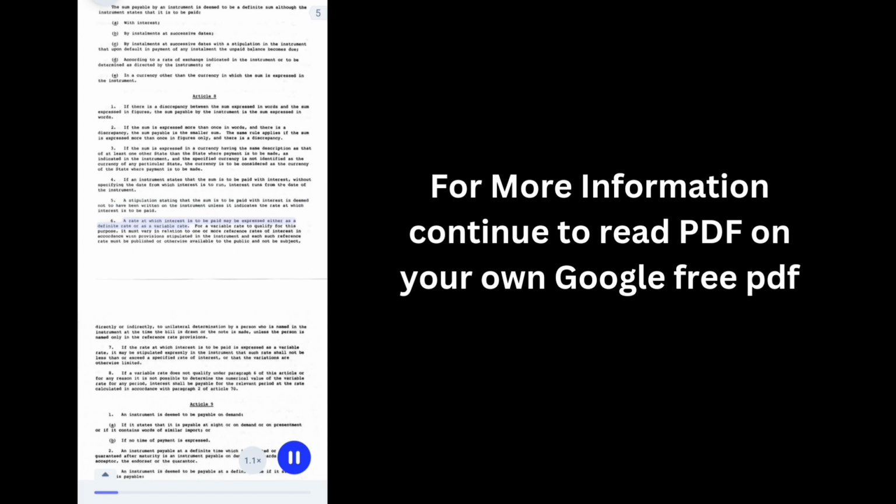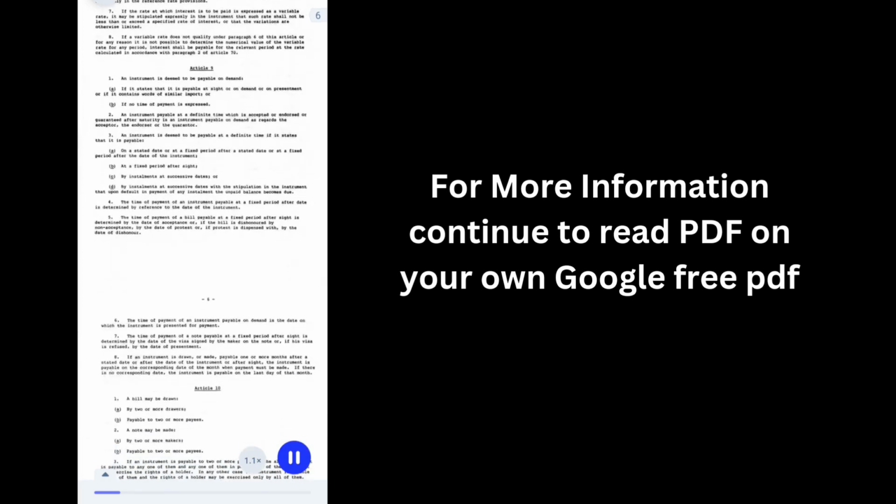6. A rate at which interest is to be paid may be expressed either as a definite rate or as a variable rate. For a variable rate to qualify for this purpose, it must vary in relation to one or more reference rates of interest in accordance with provisions stipulated in the instrument, and each such reference rate must be published or otherwise available to the public and not be subject, directly or indirectly, to unilateral determination by a person who is named in the instrument at the time the bill is drawn or the note is made, unless the person is named only in the reference rate provisions.